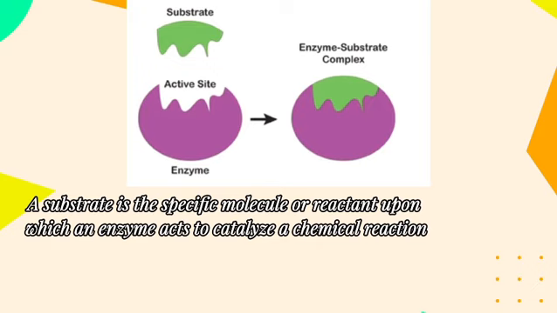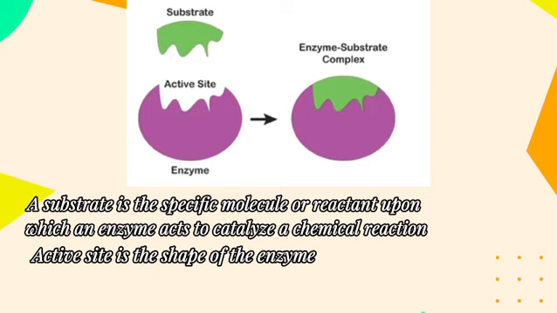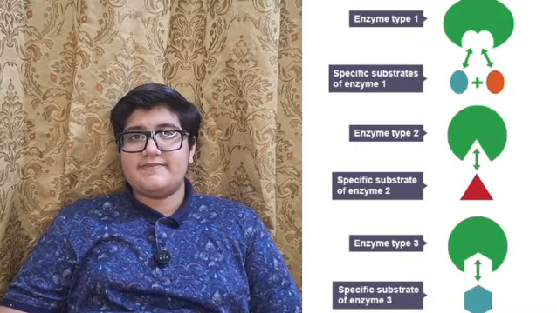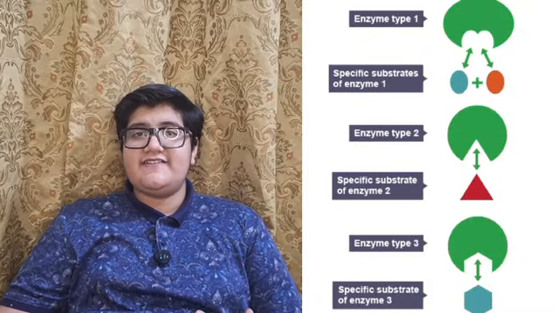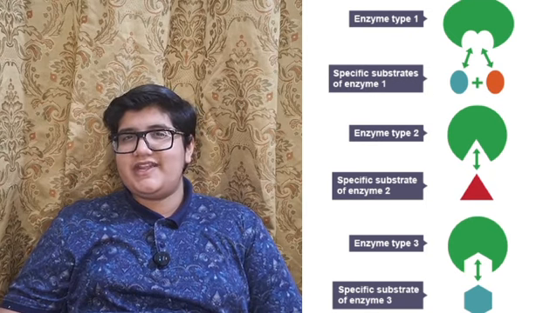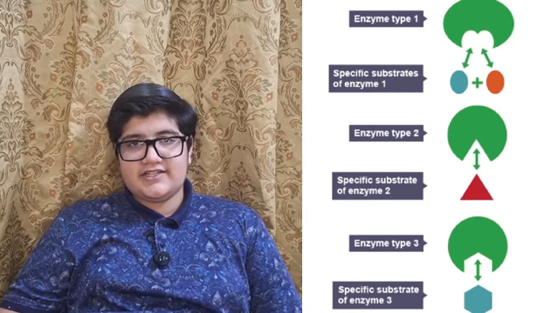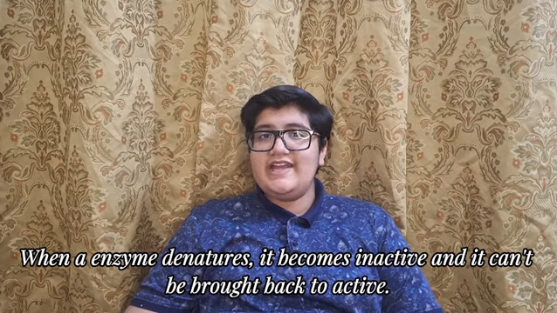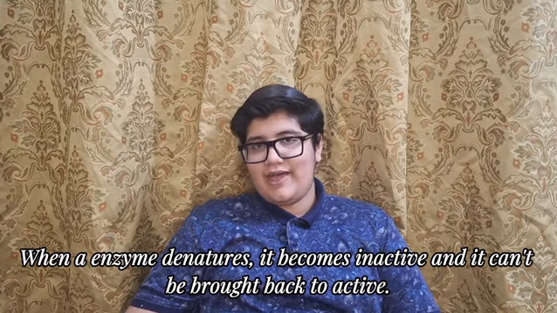Enzymes have active sites. The active site is basically the shape of the enzyme. So that active site is always complementary to the substrate. This means that they match the substrate so that they can fit together. Now comes the point about specification of enzymes. As enzymes are specific in action, the active site is only designed for a specific substrate and it cannot work with any other substrate. When an enzyme is denatured, it is inactive and it cannot be reversed back to active.